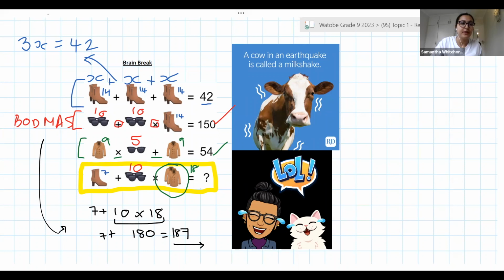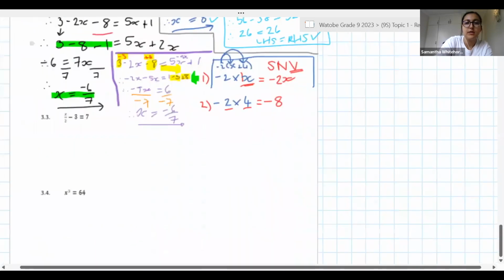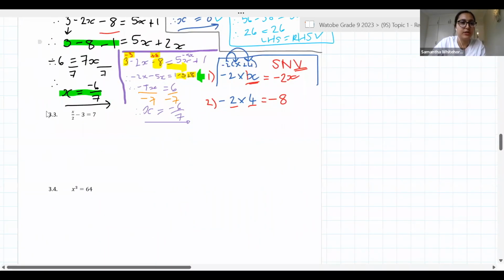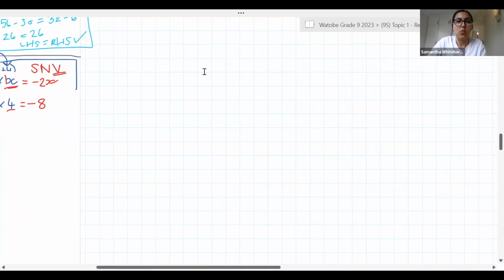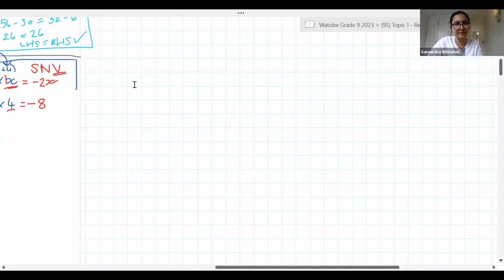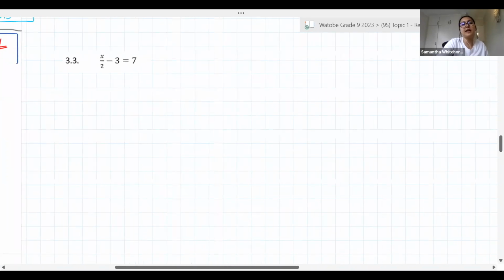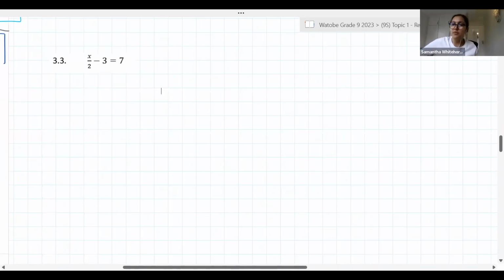Okay, let's do it. Right, so the next equation we're going to have a look at is a fraction. So we have got a fraction here of x over 2 minus 3 equals 7. So my first question is, and you can quickly put it in the chat, what operation does a fraction represent?